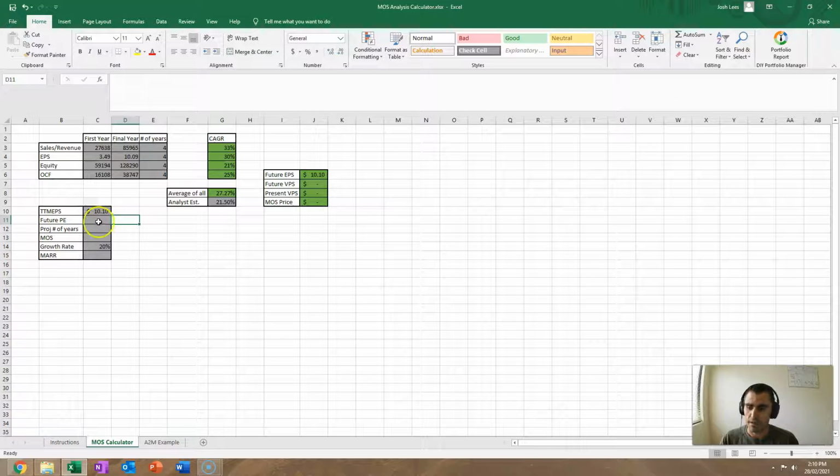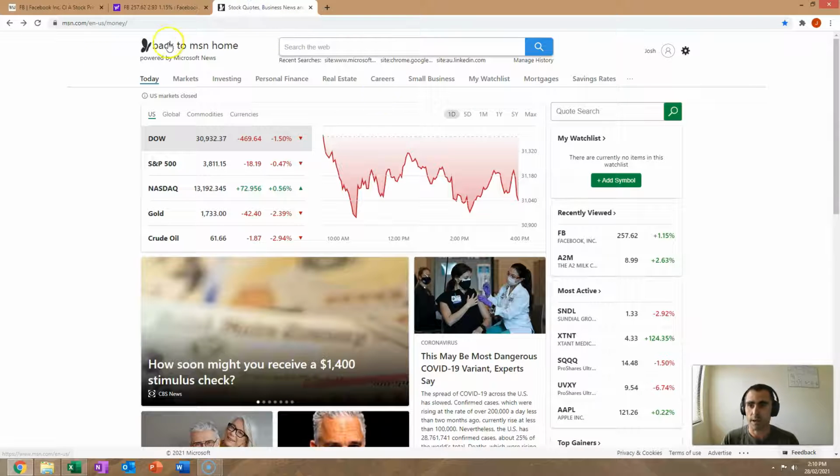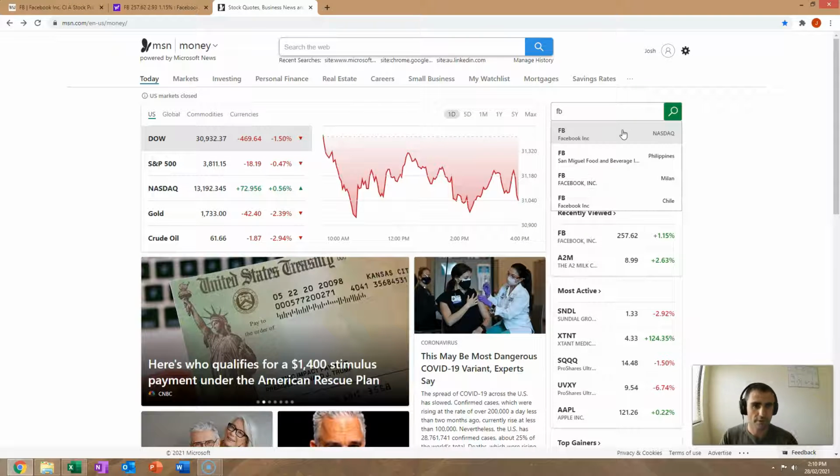The future PE. For the future PE, I like to use the average. There are two ways you can do this. You can use double the growth rate, so that would be a PE of 40. But I like to see what the average has been over the last 5 years. To find that, I go to MSN Money and quote search. We'll look up Facebook again.